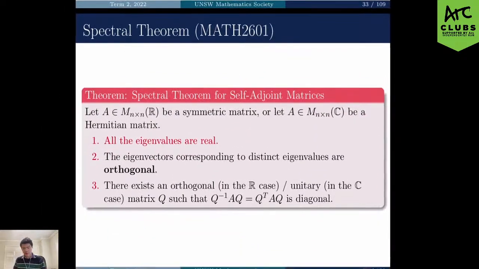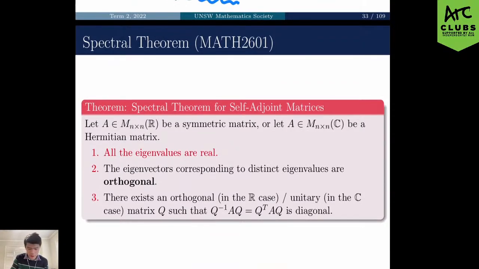Okay, so there's a second thing that we can know. We had this following theorem for normal maps, but a subset of normal maps is called self-adjoint matrices.